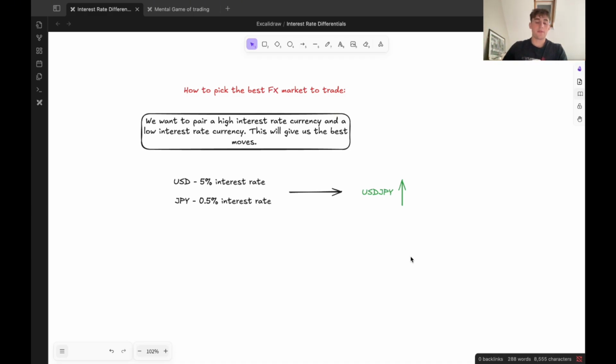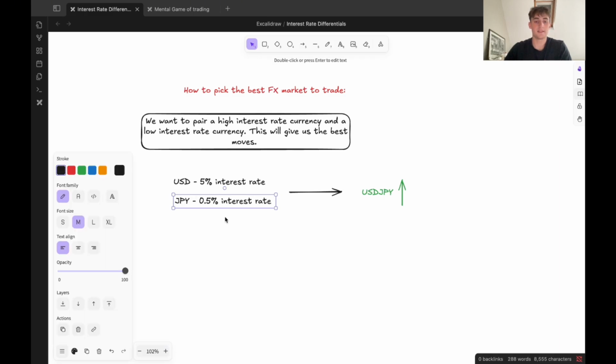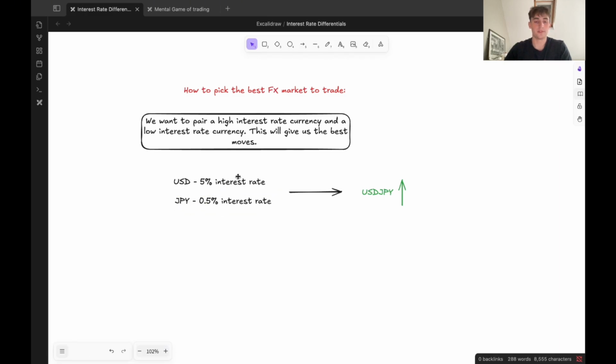So, take for example USD and JPY. So, USD has a 5% interest rate. This is for example, okay, and JPY has 0.5% interest rate. This means that the reward for saving dollars is quite high. You're going to get 5% return. So, a lot of investors are going to be buying dollars and selling yen, as yen has a very low reward for saving, and this means USD JPY is going to increase.